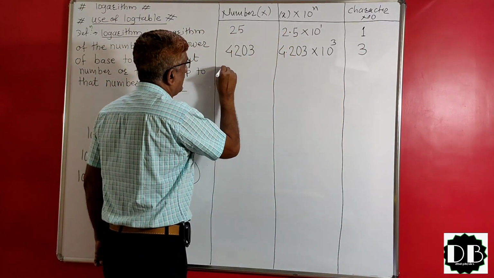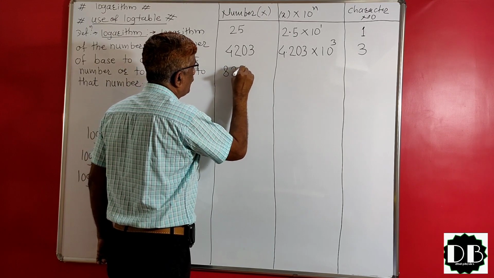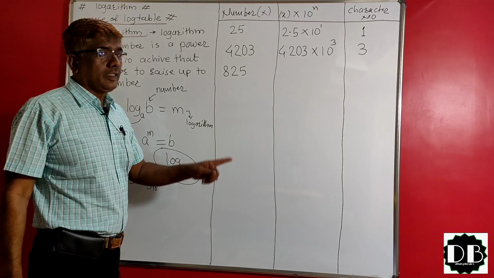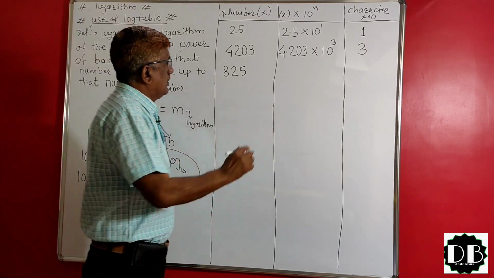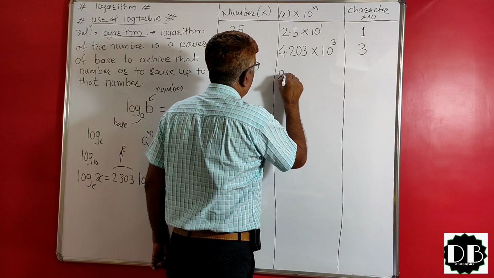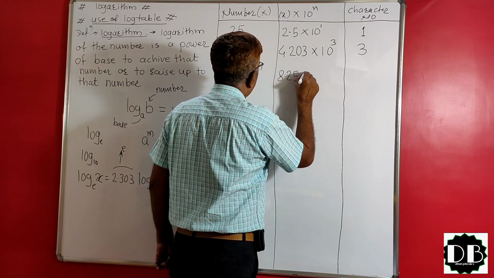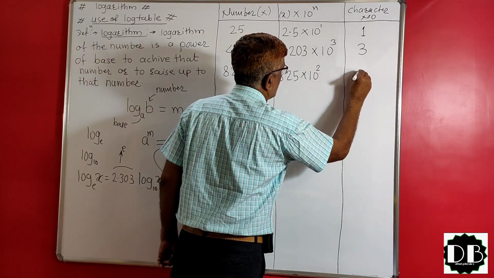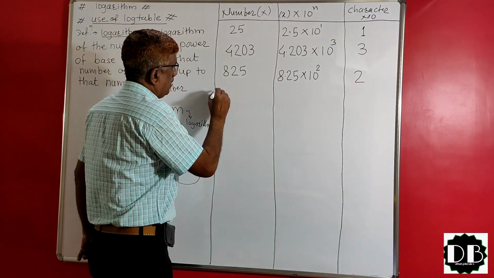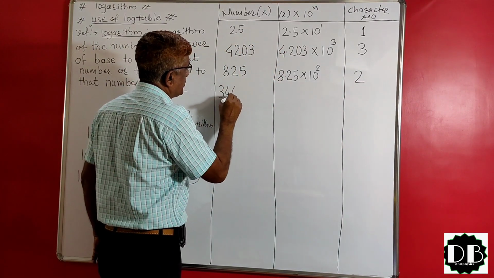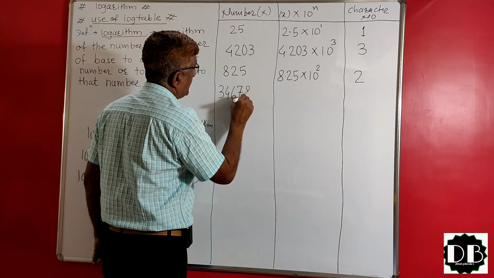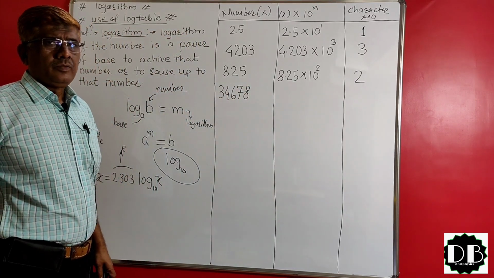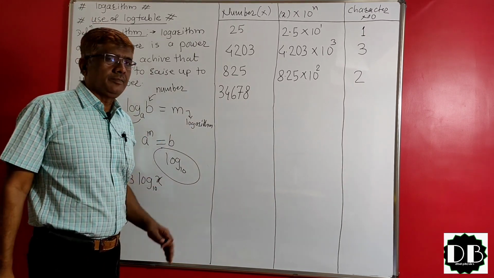We have the number 825 into 10 raised to 2. Here the characteristic number is 2. Take any number such as 3, 4, 6, 7, 8. We must find out its characteristic number.